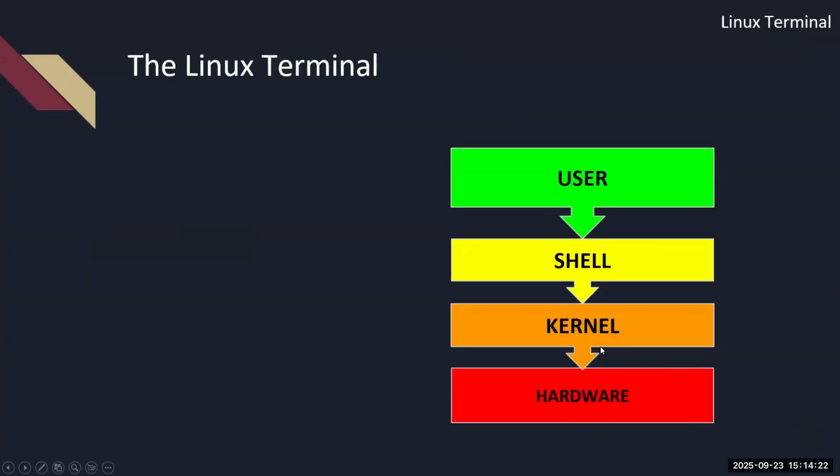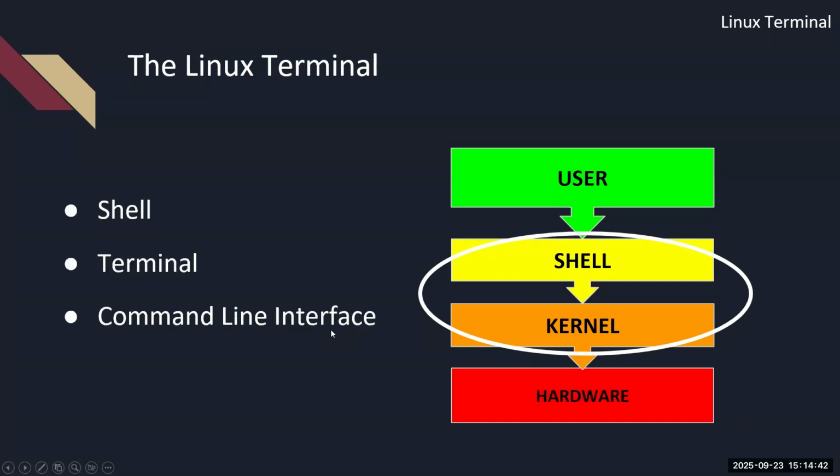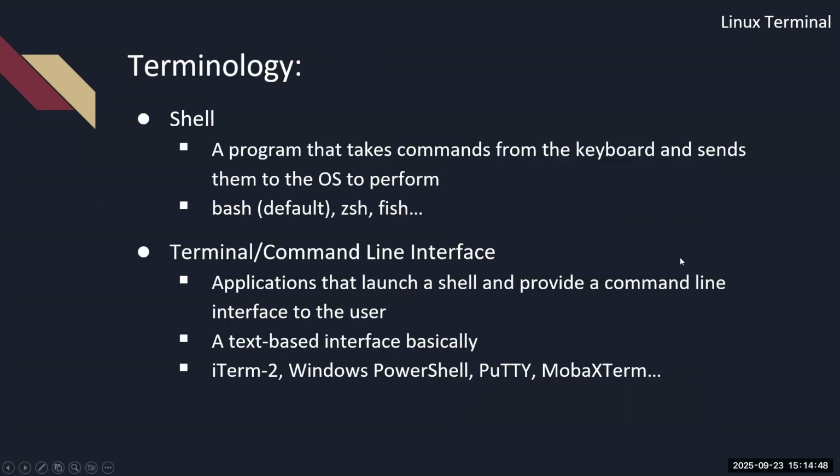So we talk about kernel, which is the core program that manages hardware. And shell is the outermost layer that provides us with the interface, right? So this is the area of the operating system. You may also hear other terms such as terminal, and we talk about command line interface. What's the difference between these concepts? Let's take a look. Shell is a program that takes commands from the keyboard and sends them to the operating system to perform. So it is the outermost layer of the operating system.